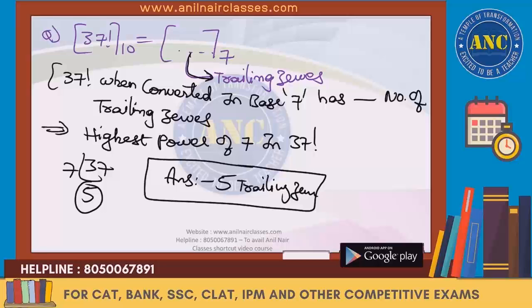Any number converted to base system k, the number of zeros at the end is nothing but the highest power of the base for that number. So it is nothing but the highest power of 7 in 37 factorial. In 37 factorial, the highest power of 7 is 7 fives are 35. Answer is 5 trailing zeros.